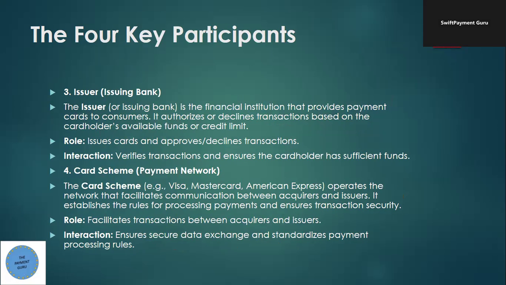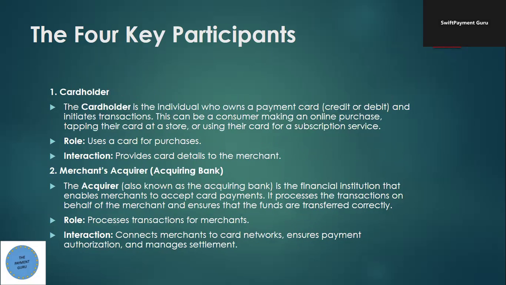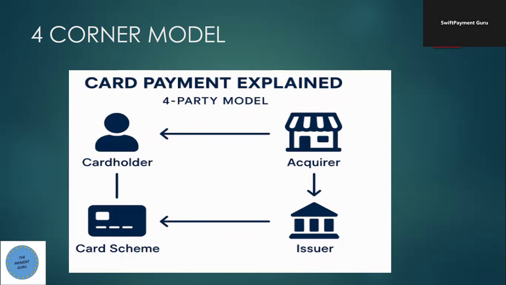Next thing is the issuing bank or the issuer. Now, who are they? The issuer or the issuing bank is the financial institution that provides payment cards to consumers. It authorizes or declines transactions based on the cardholder's available funds or credit limit. So it is straightforward. The issuer is the bank that has released the card to this particular cardholder, right?